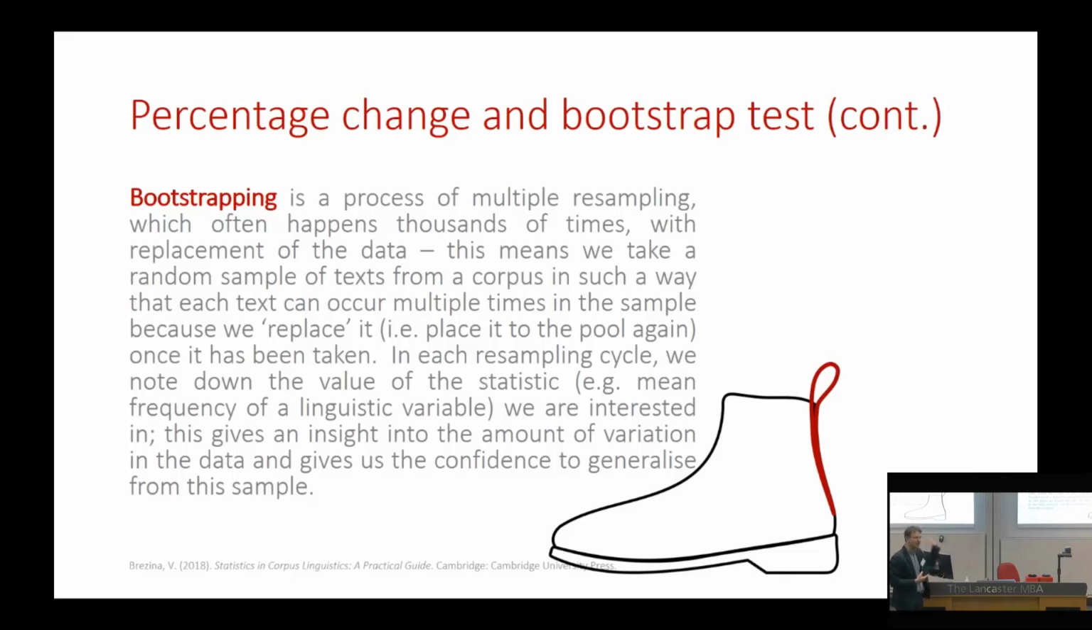So some texts are represented multiple times in the resampled version. And again, there's some mathematical theory behind how this helps us. This means we take a random sample of texts from the corpus in such a way that each text can occur multiple times in the sample, because we place it back into the pool from which we are sampling. Once it has been taken, in each resampling cycle we note down the value of the statistic, such as the mean frequency of a linguistic variable that we are interested in, and this gives us an insight into the amount of variation in the data and gives us confidence to generalize from this sample. So the reason why we are doing this is to get confidence to go beyond the sample. We use the variation that is inherent in the sample to go beyond the sample, and we do this through computational simulation.